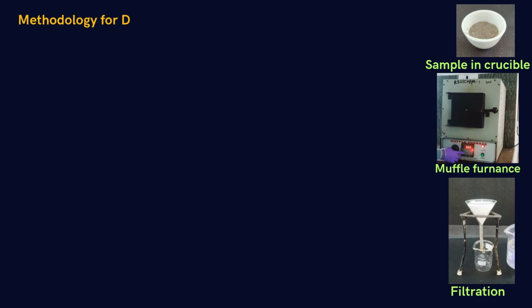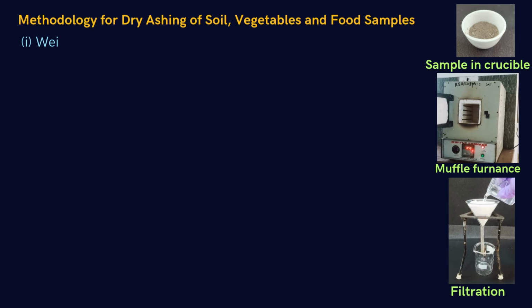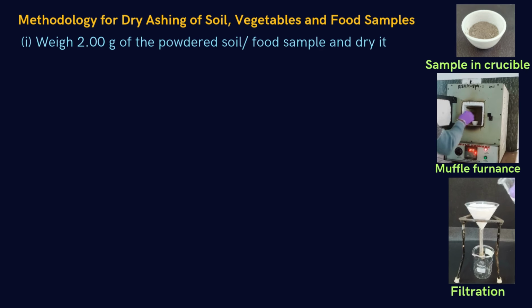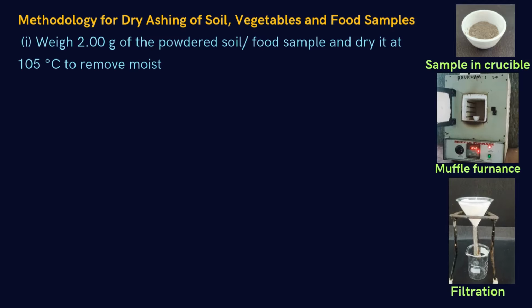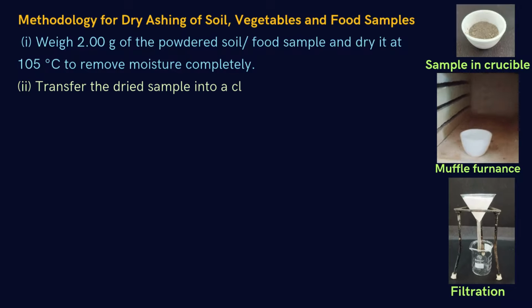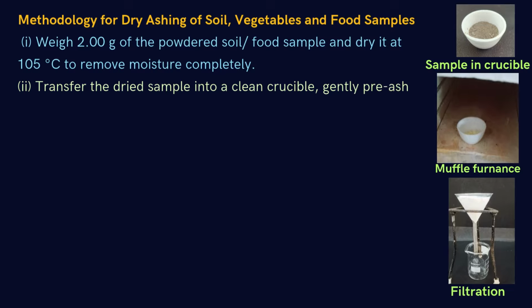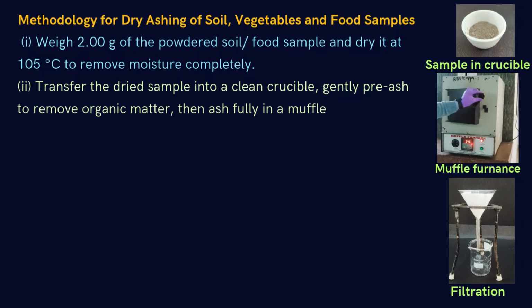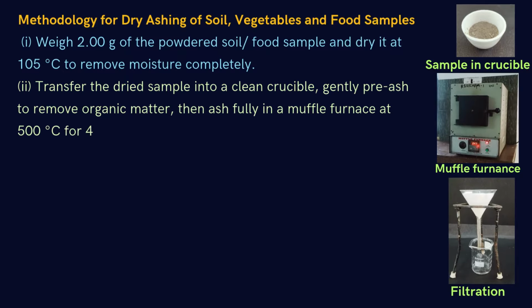Here, we will see the methodology for dry ashing of soil, vegetables and food samples. First one is, weigh 2 grams of the powdered soil or food sample and dry it at 105 degrees Celsius to remove moisture completely. Second one is, transfer the dried sample into a clean crucible, gently pre-ash to remove organic matter, then ash fully in a muffle furnace at 500 centigrade for 4 hours.